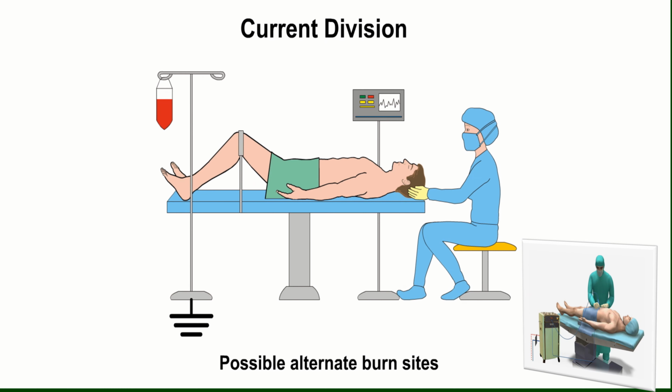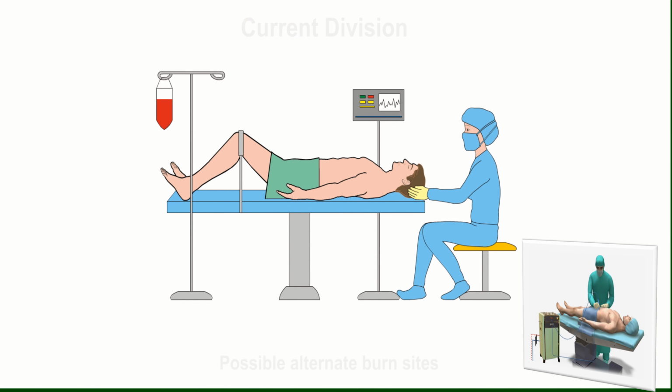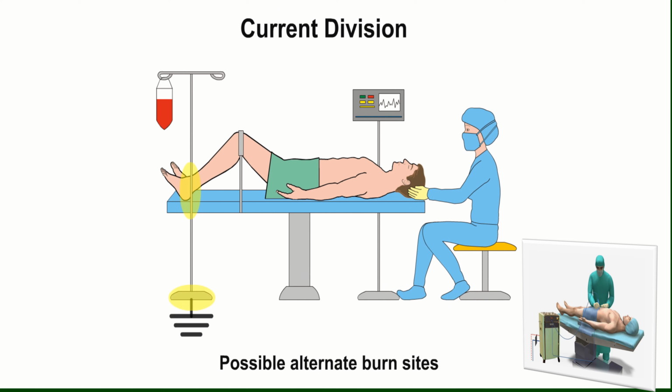Again, here we will discuss the current division phenomenon. With this phenomenon, the current may split or divide and follow more than one path to zero. The circuit to the ground is completed whether it travels the intended electrosurgical circuit to the patient return electrode or to an alternate ground reference site.